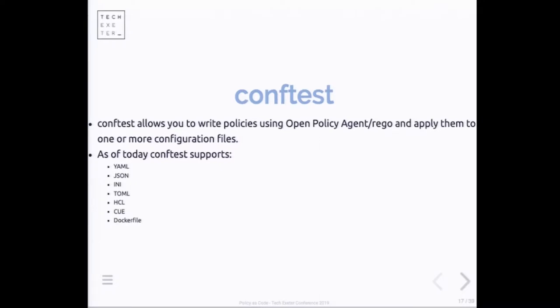So you write your policies using Rego, and you apply them to configuration files. And it supports all sorts of configuration files. So anything where the configuration is in YAML or JSON or an INI file or HCL, which is Terraform's language, or Q. Anybody use Q? Google it afterwards. Fantastic language. It's from Google, and it's sort of a higher order JSON. Really good, if you're into that sort of thing.